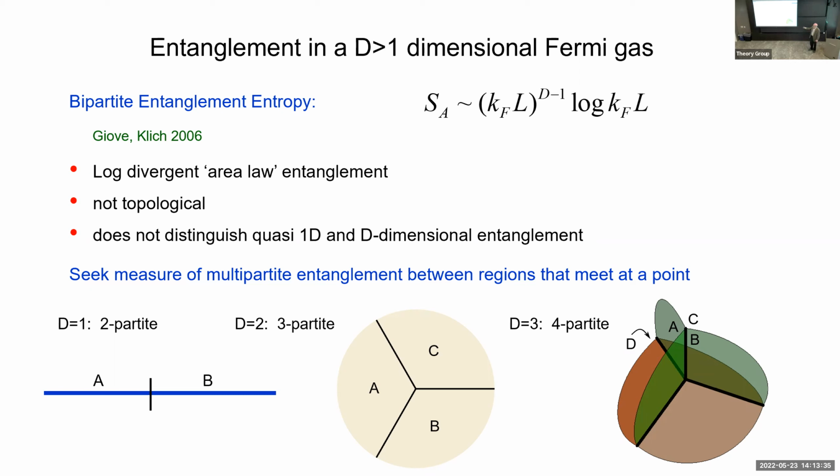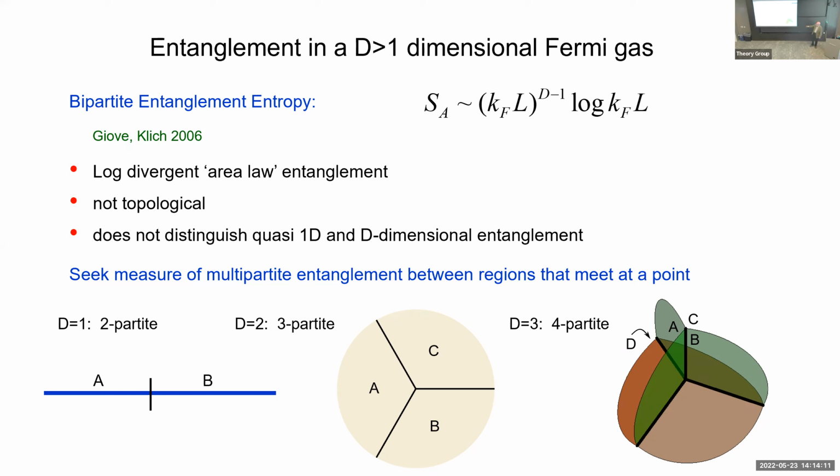The problem is this area law, and the reason it's an area law is because the boundary scales with the area. That wasn't a problem in one dimension because the two regions meet at a point, which doesn't have an area. So we need something that gives us a point in 2 and 3 dimensions. In 2 dimensions, generically 3 regions meet at a point, and in 3 dimensions, generically 4 regions meet at a point.